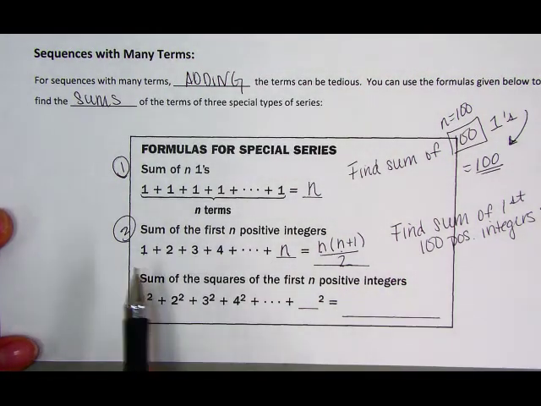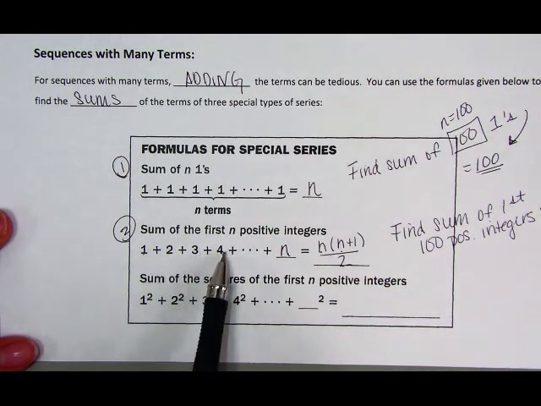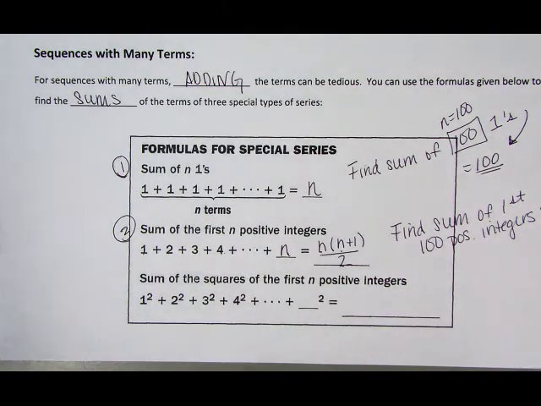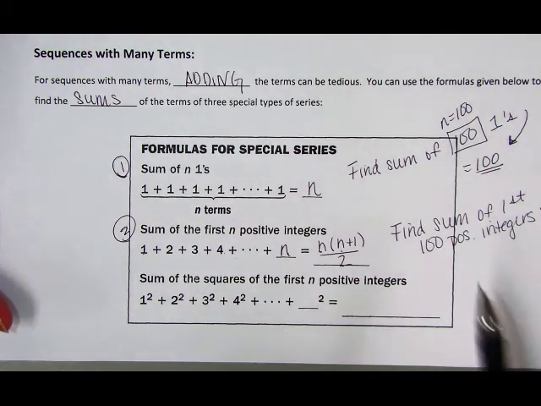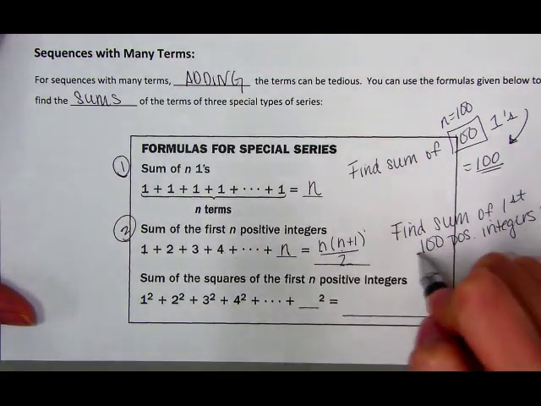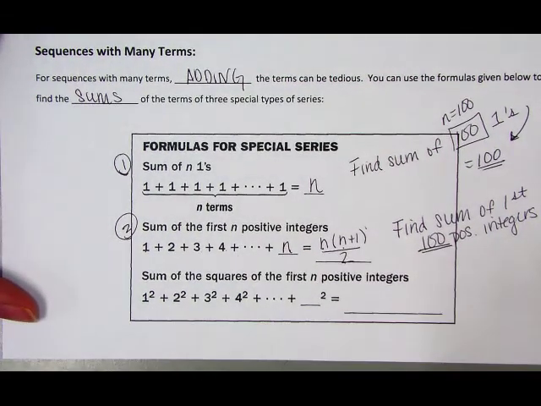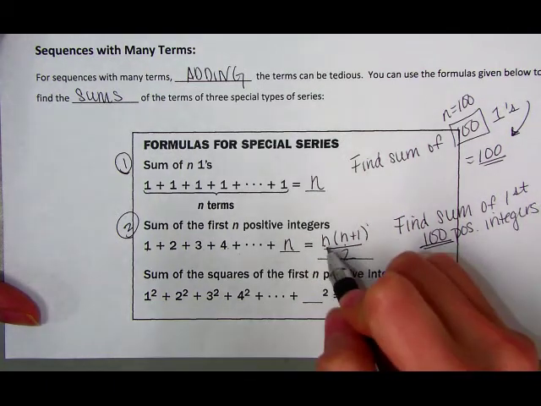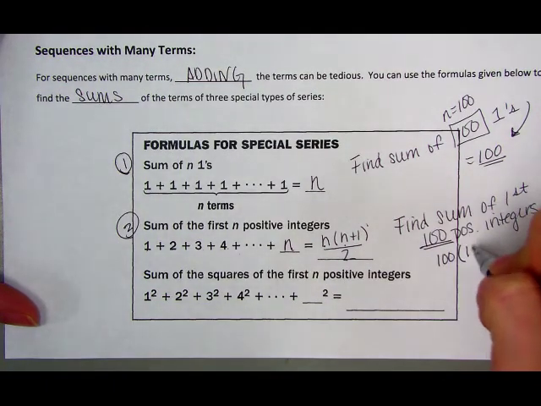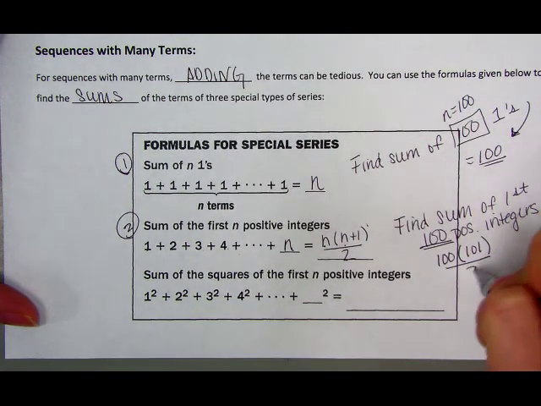the long way I would be adding 1 plus 2 plus 3 plus 4 plus 5 plus 6 plus 7 all the way to 100, adding those all up. Now that can be pretty tedious because 100 is a pretty big number. But if I know this formula and I'm trying to find the sum of the first 100 positive integers, obviously n is 100, so I get 100 times 101, all divided by 2.